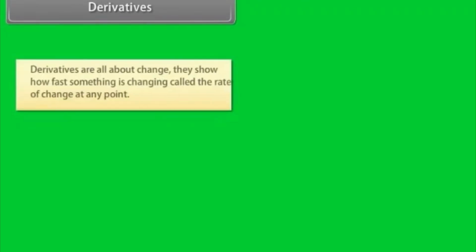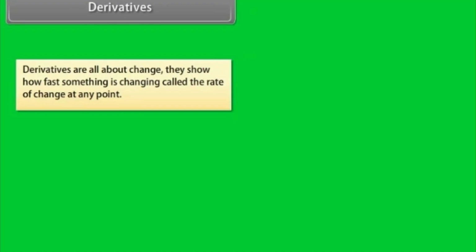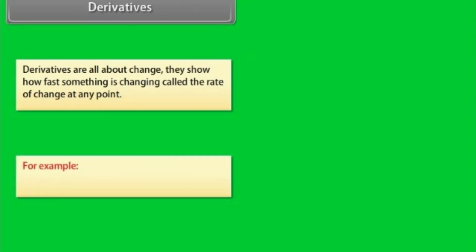Derivatives. Derivatives are all about change. They show how fast something is changing, called the rate of change at any point. Let us get straight into an example. The function f(x) = x square.